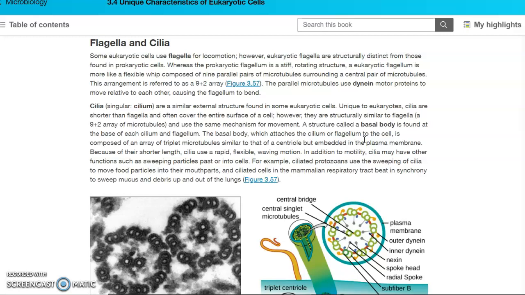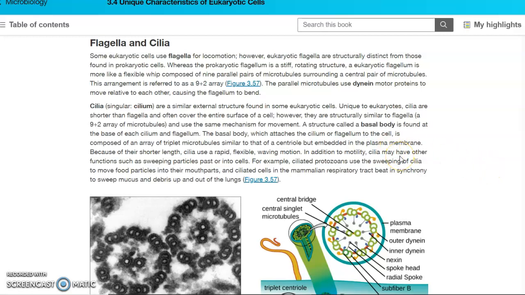Now, if we look at the external structures, we have flagella and cilia. The structure of flagella is different between prokaryotes and eukaryotes. However, the function is the same. The primary role of flagella, no matter what type of cell we're talking about, is locomotion, movement.